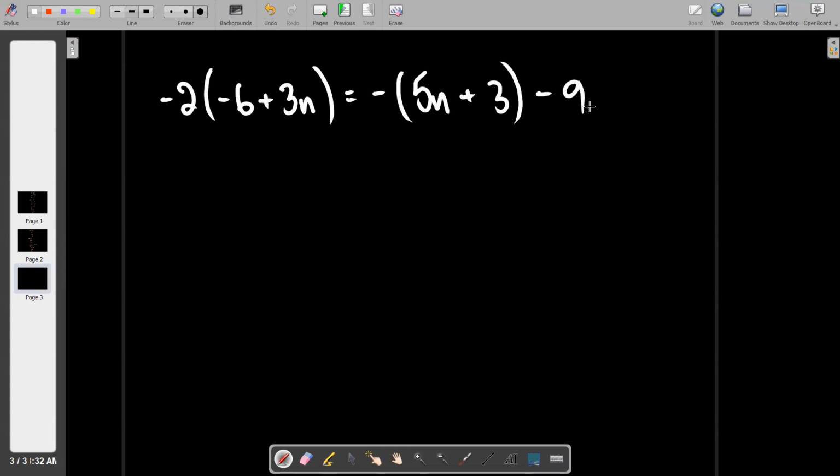Mila? If you did anything other than distribution, it's not going to work. So great job, Mila. You must distribute at this point in time. So -2 is going to hit there and there. So the 2 red arrows are going to give me what answers, Mila? Perfect. And then on the right side, Mila, what are we distributing?